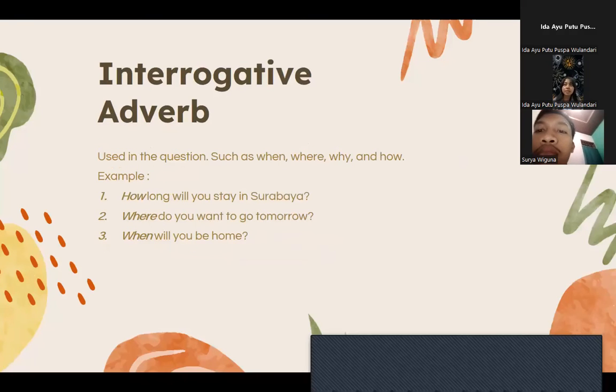The next is interrogative adverb. Used in questions such as when, where, why, how, and what. For example, how long will you stay in Surabaya? The next is where do you want to go tomorrow? The next is when will you be home?